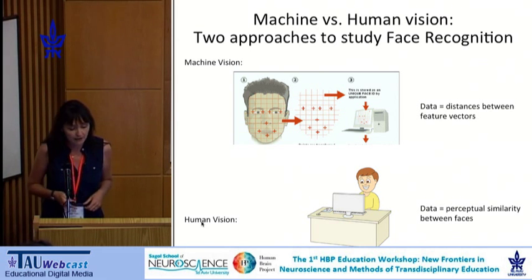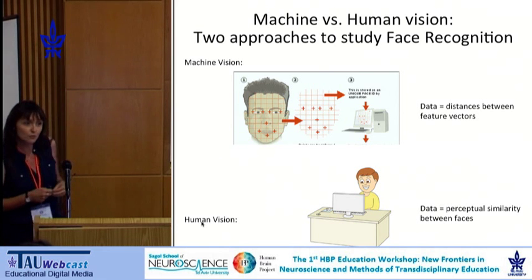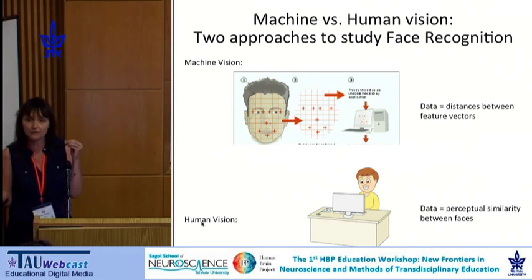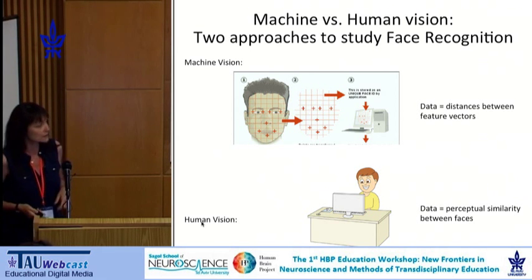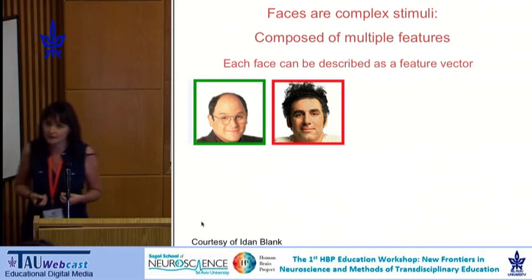So in the experiment I'm going to show you now, we try to actually combine these two approaches. We care about how the brain recognizes faces, but we want to see whether we can find the feature vector that the brain is using to do that. So how can we define a feature vector for specific faces.